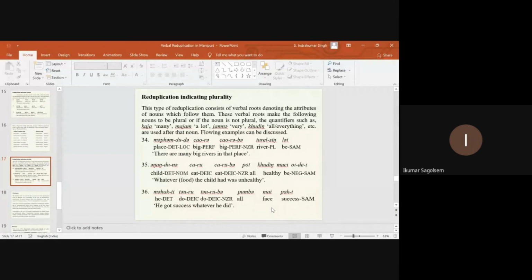In 34, the verbal root chaura chauraba made the following noun turel plural with the plural suffix sing. But instead of adding a plural suffix, the quantifier khuding, all, is added after the noun potting in 35. And so such reduplication indicates plurality.